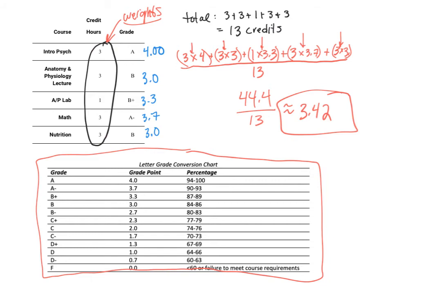So the total number of credits that they were taking was 13. 3 out of those 13 earned 4.0. 3 out of those 13 had a 3.0. Actually, 6 did, because there were 2 courses where they had a 3.0. And other courses, a 1 credit course, had a grade point associated with 3.3, and a math class, 3 credits, an A minus, which was a 3.7. Putting them into our grade point, our weighted mean or weighted average approach of calculating these values gets us to a 3.42.